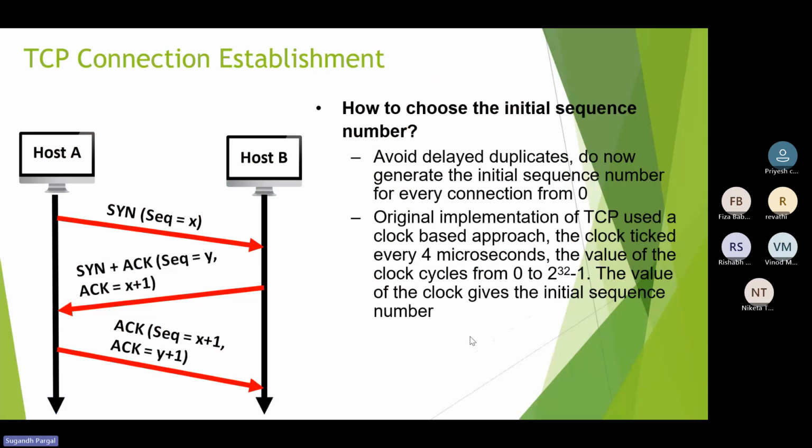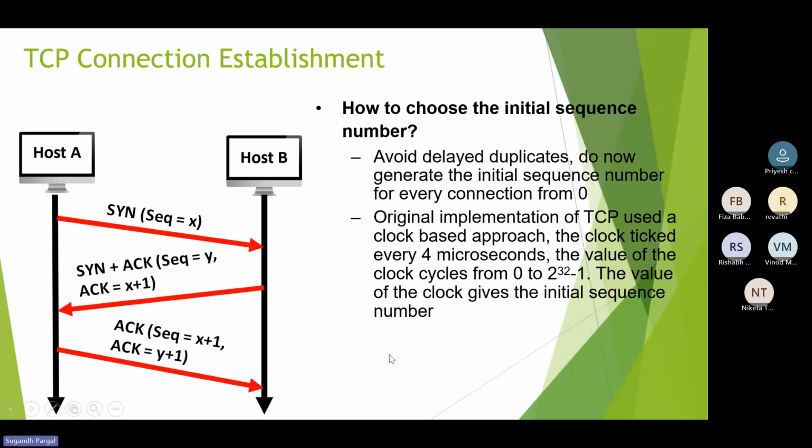If we want to maintain a TCP connection establishment, then how do we choose the initial sequence number? For that purpose, we need to avoid delayed duplicates. So we do not generate the initial sequence number for every connection from 0. The original implementation of TCP uses a clock-based approach, where the clock is ticked every 4 microseconds, and the value of the clock cycles from 0 to 2 to the power 32 minus 1, as we have 32 bits for the sequence number. So the value of the clock gives the initial sequence number.